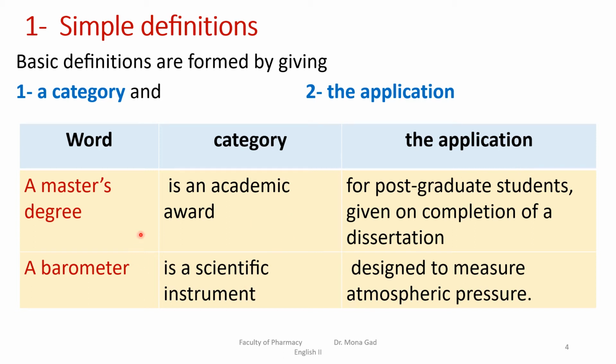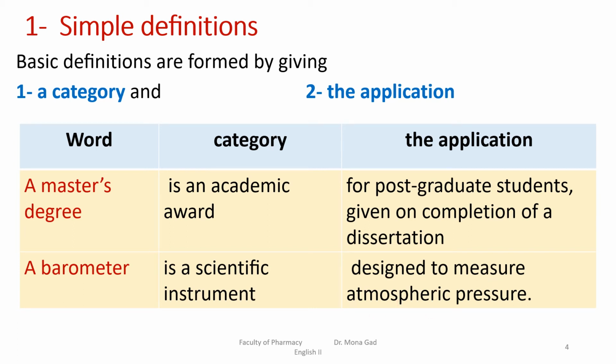Let's take another example. By the way, these two examples are taken from the exercises on page 127 of your textbook. A barometer. What's the category? It is a scientific instrument. A scientific instrument used for what? Used when? Used where? This is the application. Designed to measure atmospheric pressure. So now we have a complete definition. A barometer is a scientific instrument designed to measure atmospheric pressure.